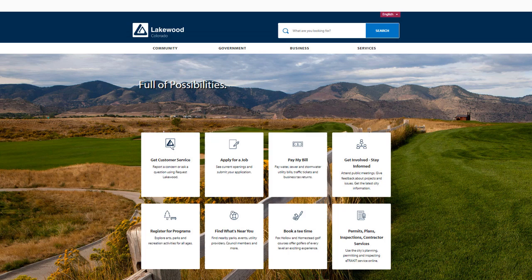This is the website homepage for the city of Lakewood, Colorado. It uses intuitive icons and simple, concise sentences, most starting with verbs. Get customer service, apply for a job, pay my bill. Visitors can quickly find where to go on this site. They don't need to know the names of city departments or understand how government works to get service.